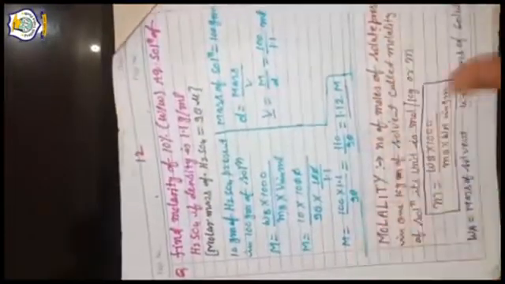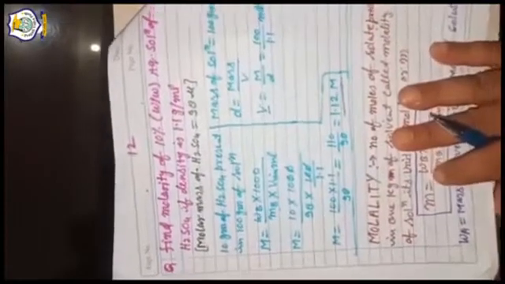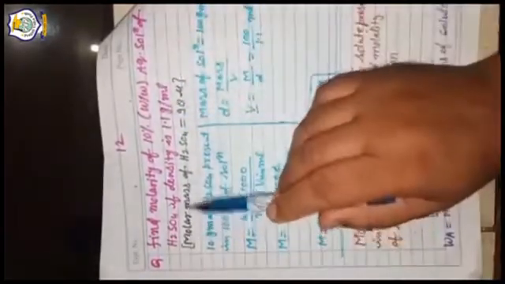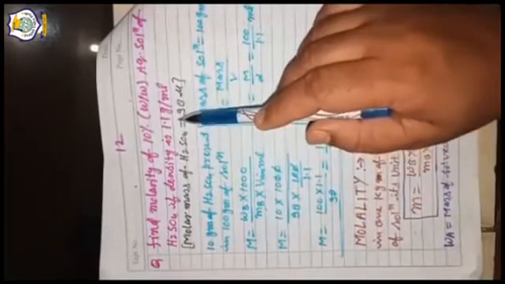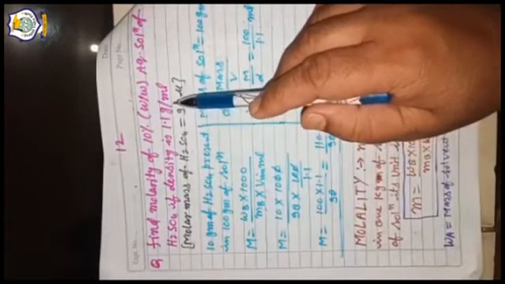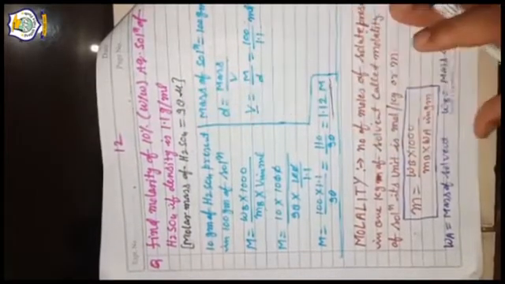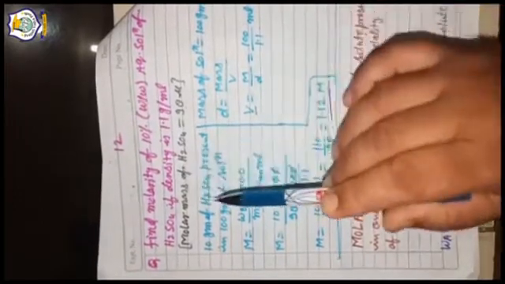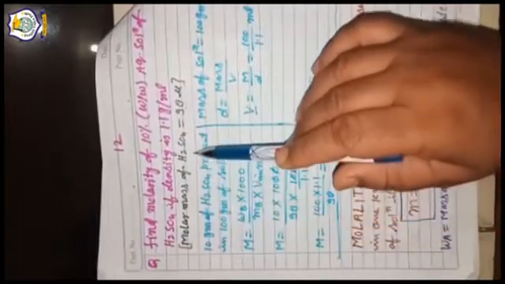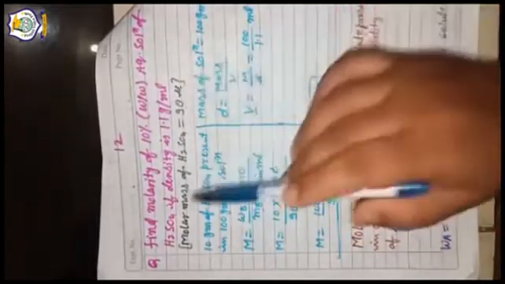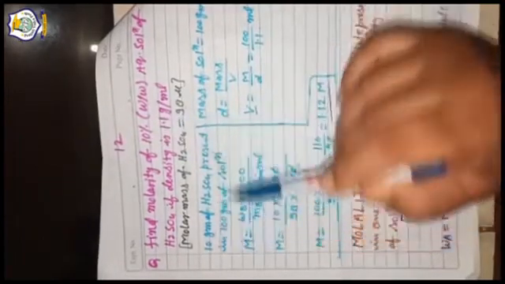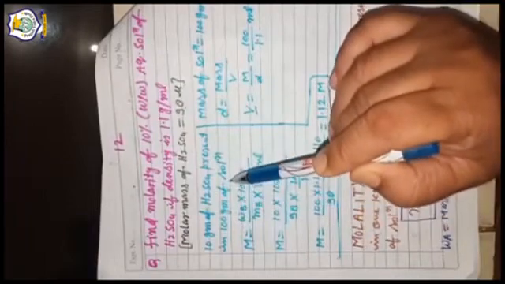Next example is: find the molarity of 10% W/W aqueous solution of H2SO4 if the density of the solution is 1.1 gram per ml. The density of solution is 1.1 gram per ml, and the molar mass of H2SO4 is 98. 10% W/W means 10 gram of H2SO4 present in 100 gram of solution.